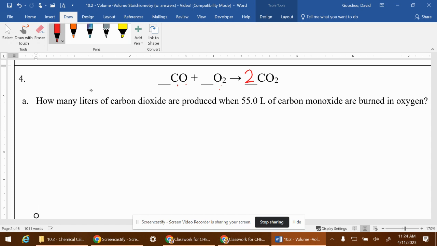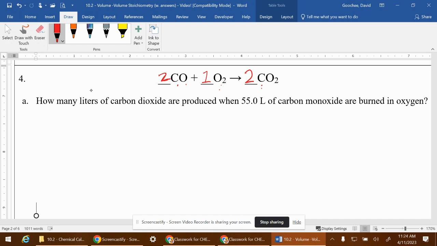All right, so now we've got 2 CO2s. Now we've got 1 carbon over here, but now we've got 2 carbons over here, so I'm gonna put a 2 in front right here. All right, and lo and behold, this balances. 2, 1, 2 balances. All right, here we go.